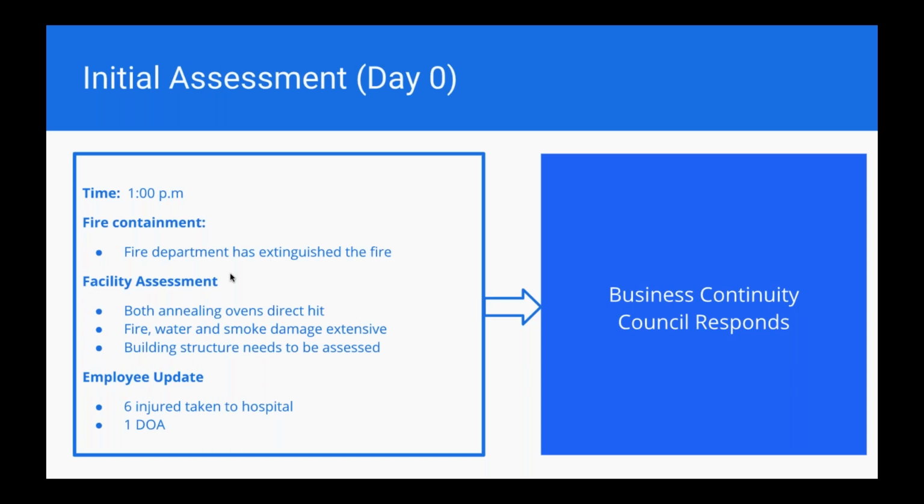So this is just looking at it. This is later in the same day, and we found out that they were able to get the fire down. Both of the annealing ovens were actually damaged. There's some structural damage that needed to happen in the place. We had a couple of injuries, and I guess someone was actually close enough where they actually died. And so then we paused.